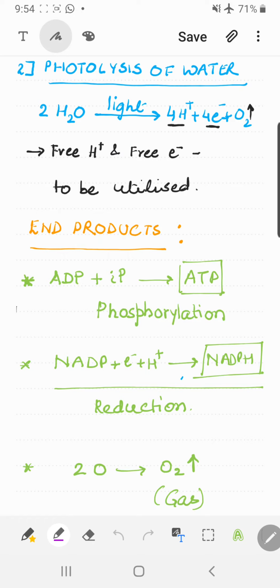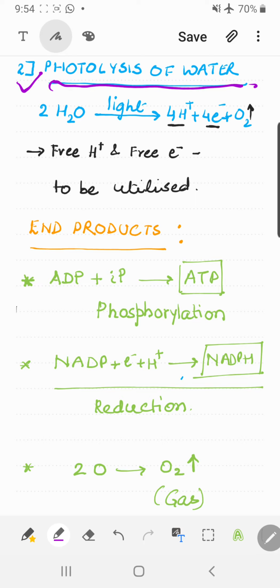Alright children, now come to the second event. First one was activation of chlorophyll. That was one thing which was supposed to be completed. Let me tell you, this chlorophyll is something which traps the solar energy in the form of photons, and it converts the solar energy into chemical energy. Right children? So now you come to the second step, photolysis of water.